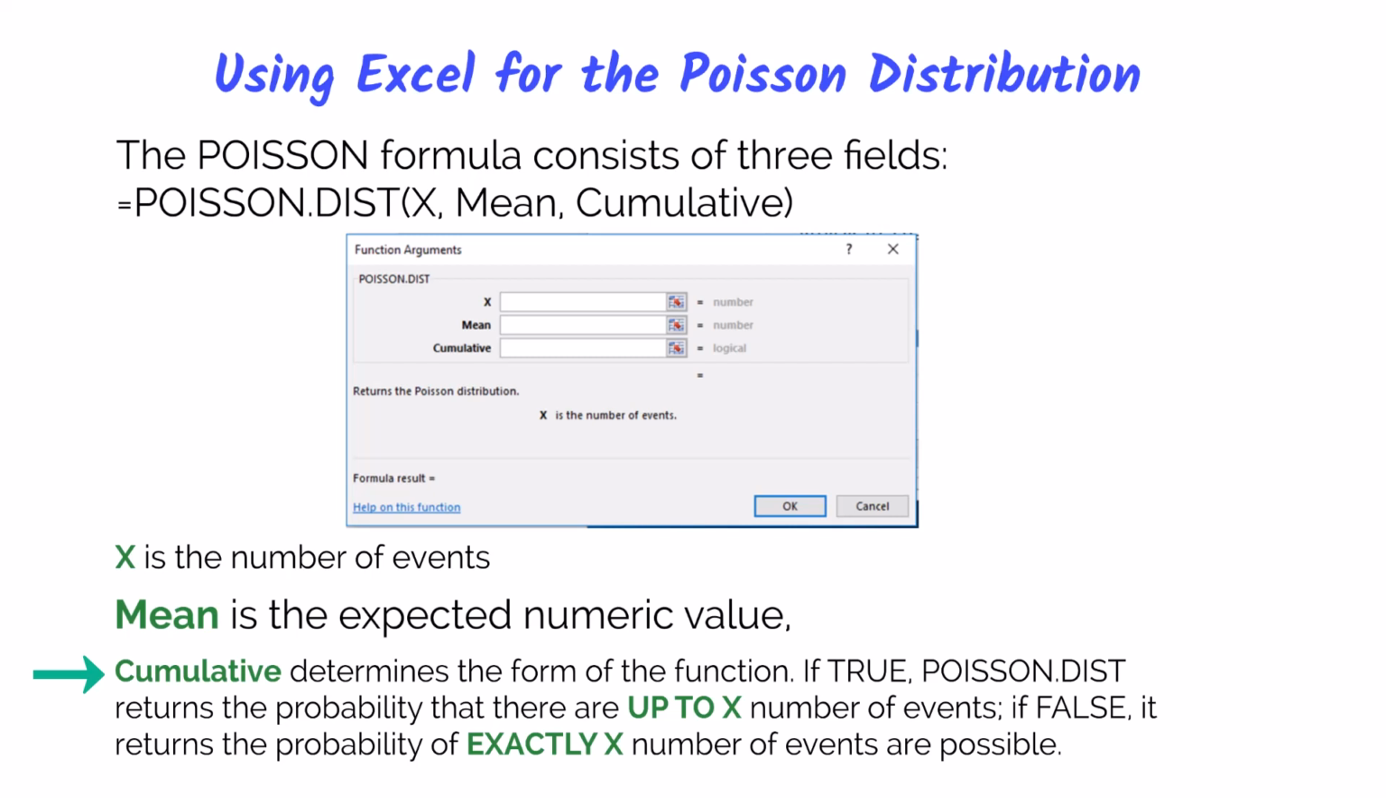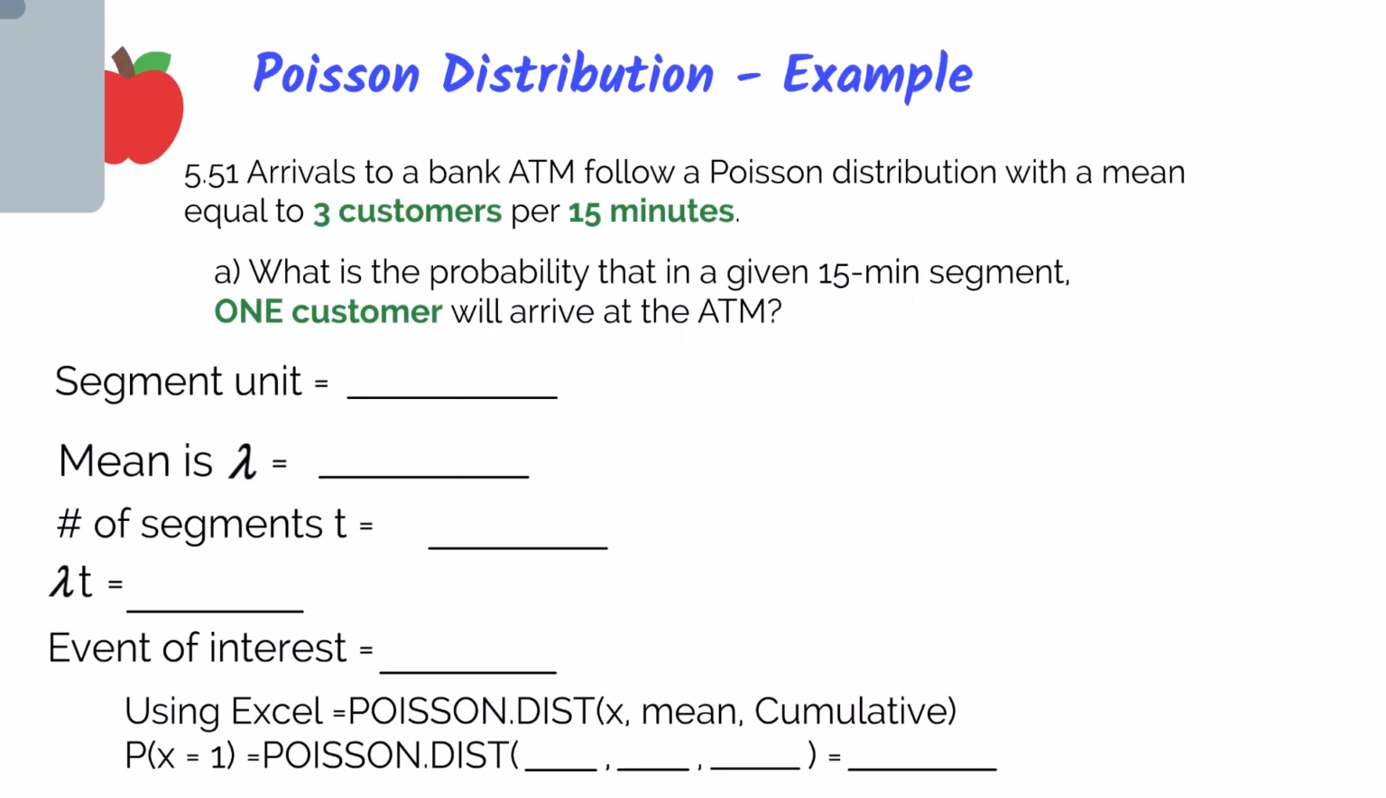If we input false, that means we're looking for the probability of exactly a particular number of events. So let's look at problem 5.51 in the textbook. Arrivals to a bank ATM followed the Poisson distribution with a mean equal to 3 customers per 15 minutes. What is the probability that in each 15-minute segment, 1 customer will arrive at the ATM?